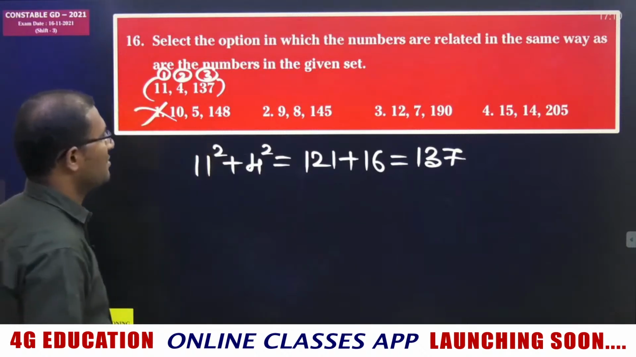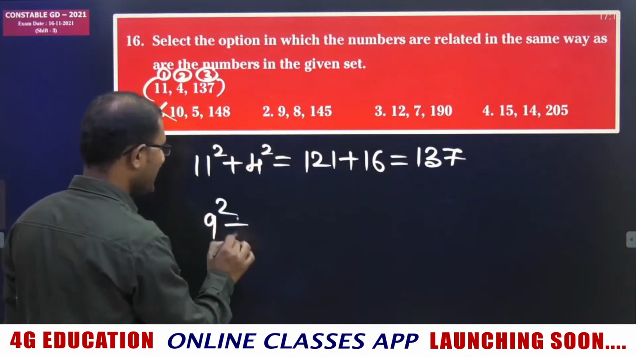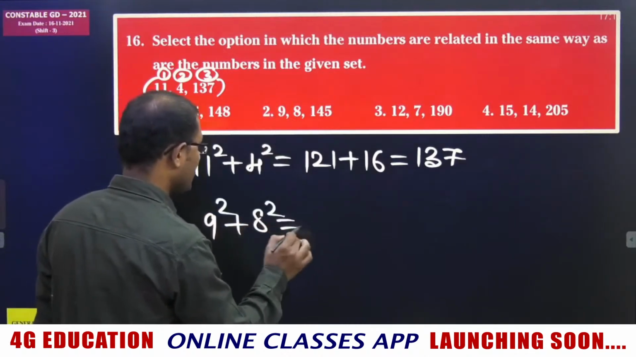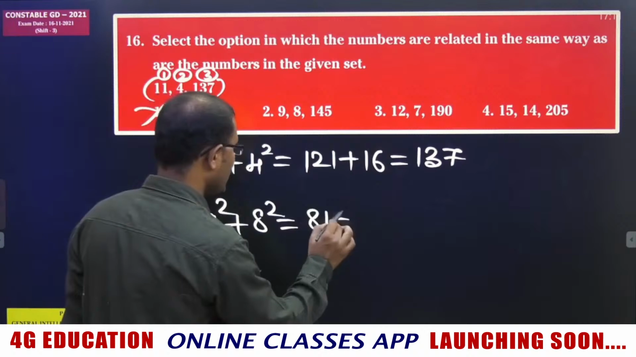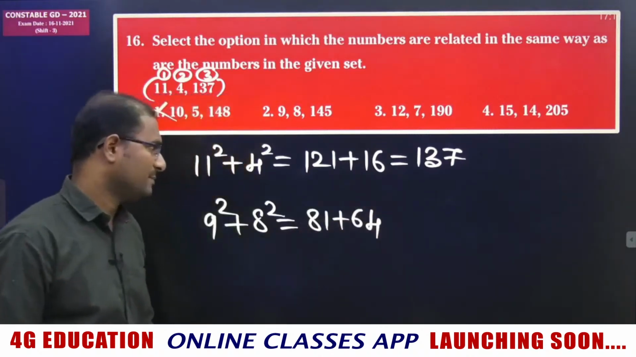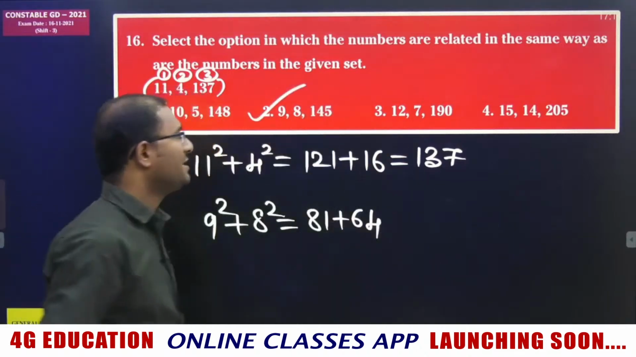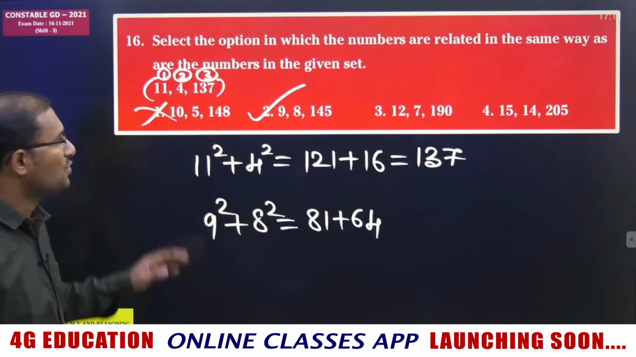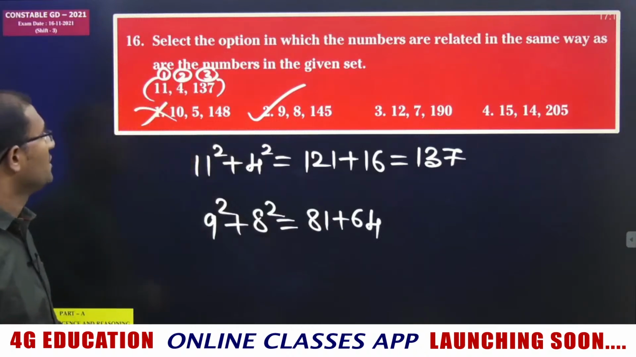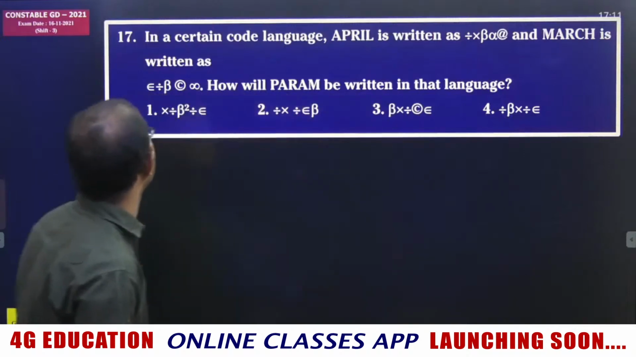Now what about the second option? 9 square plus 8 square. 9 square is 81. 8 square is 64, which is nothing but 145. Yes, satisfied. So second option would be the right answer. Second option is going to be the right answer for this question. Now let us move on to the next question.